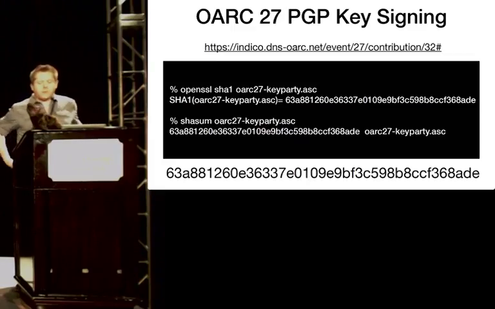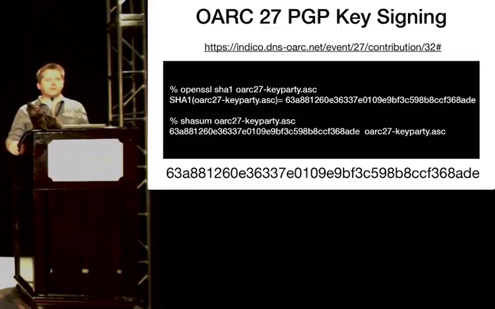Hello again. We're going to be meeting back here at, I believe, 1:30 for those of you who are participating in the PGP key signing. Anyone who wants to participate should download the keyring, at the URL in the agenda item for the PGP key signing. You could also just go to the agenda and click your way through. From the agenda item, you can download the keyring, which is OARC 27-keyparty.asc. Then you should get the hash of the keyring to verify that it's correct.